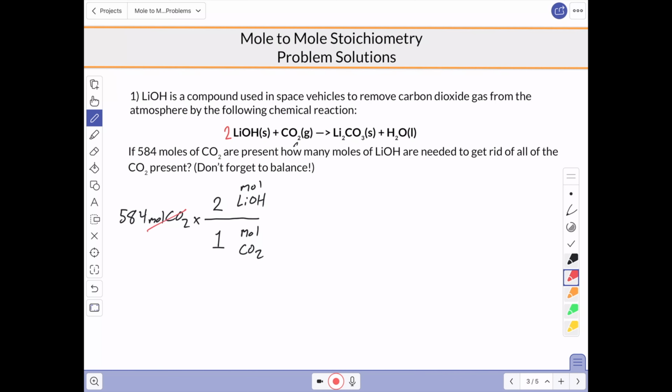That will cancel out my moles of carbon dioxide, and that will leave me with how many moles of lithium hydroxide I will need. So my math is pretty straightforward. I'm multiplying 584 by 2. And I will end up with 3 sig figs, since that is what I have here. My answer is 1170 moles of lithium hydroxide.